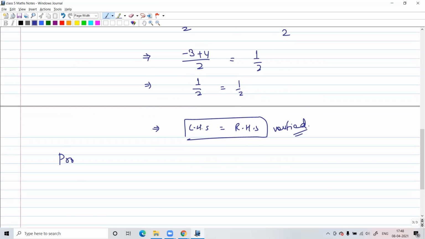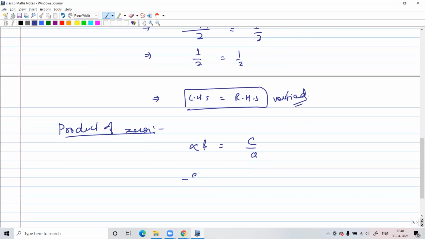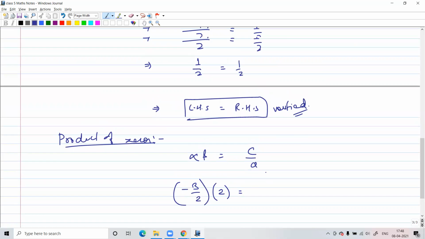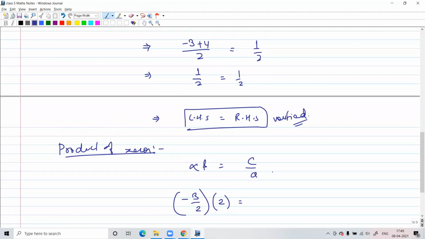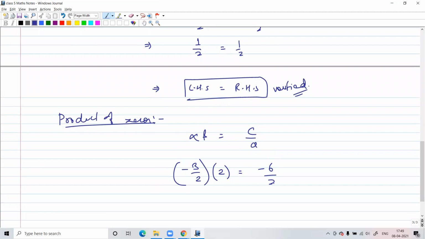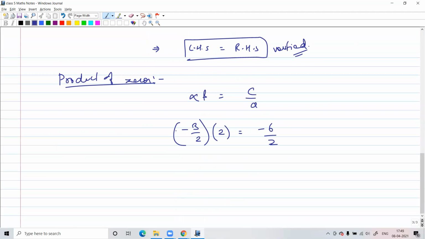Verify the product of the zeros also. What was alpha? Minus 3 by 2, and beta was 2. C by A. What was C? Minus 6 by 2. So as you can see, minus 3 equal to minus 3. This 2 and 2 get cancelled here. This is also cancelled. So we will get minus 3 is equal to minus 3. Excellent.